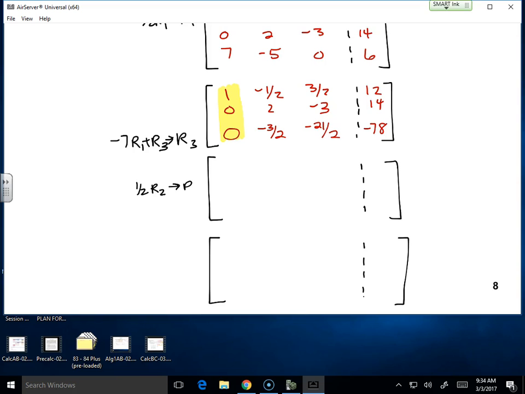You guys do 1/2 row 2 into row 2? You gotta establish the 1.